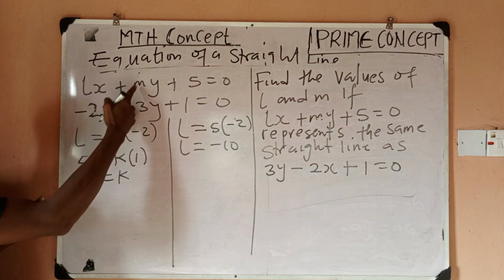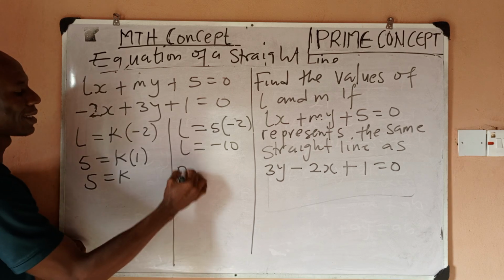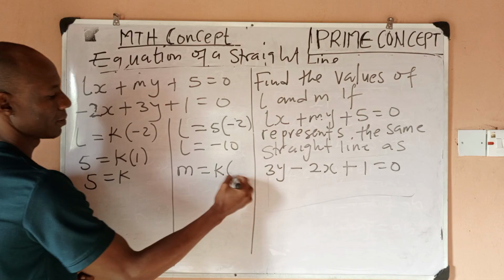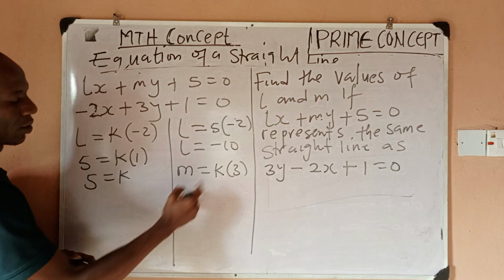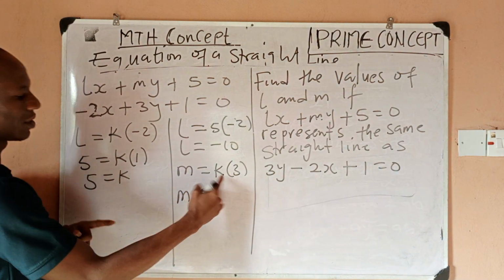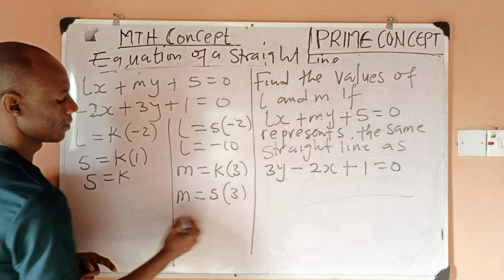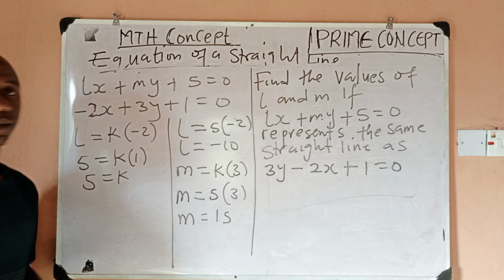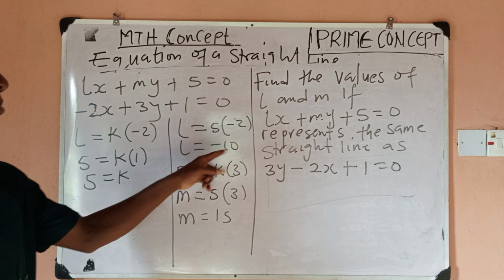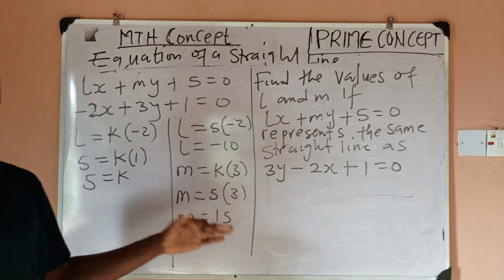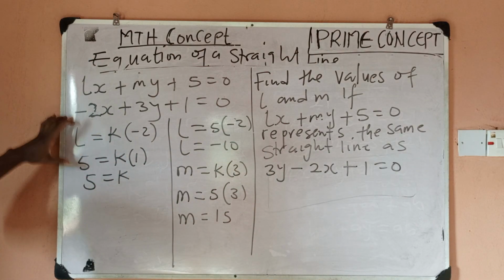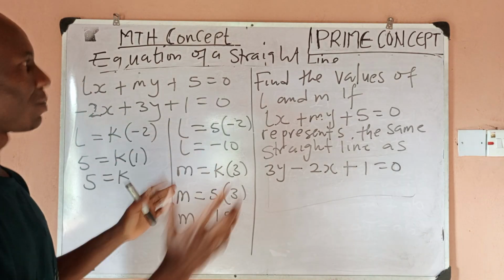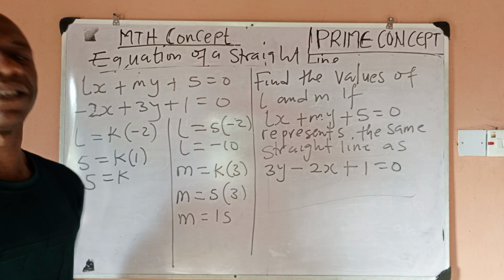In the same way I can find m, knowing that m is equal to k times 3, and I know k already. So my m is going to be k, which is 5, times 3. So my m is 5 times 3, which is 15. So I've been able to find L and m. L is minus 10, and m is 15. So just using this comparison to find it. I believe that this concept I've explained for the straight line is really very clear to you.